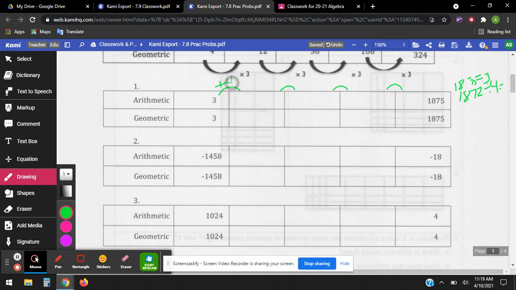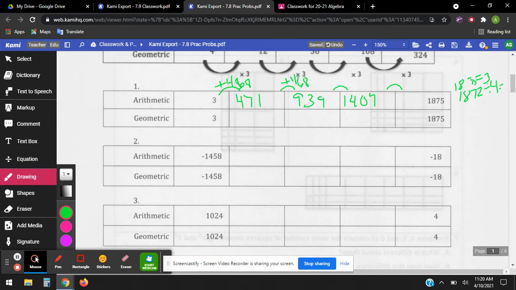So I'm going to add 468 each time. So 3 plus 468 is 471. Plus 468 is 939. Plus 468 is 1,407. Okay, we add another 468, we'll get to 1875.